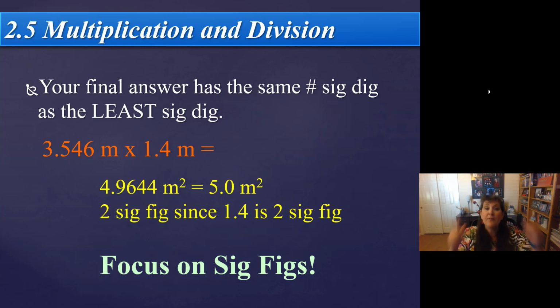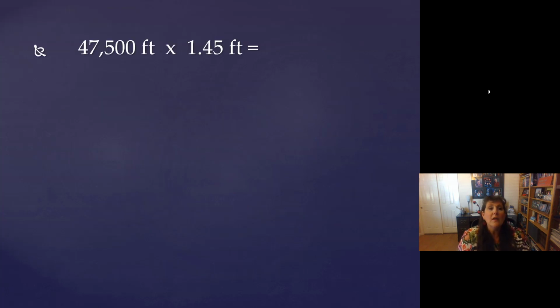We focus on sig figs when we multiply and divide. The calculator doesn't do sig figs. Okay, you have to do sig figs. Let's try another one. 47,500 feet times 1.45 feet. Let's try that in the calculator.